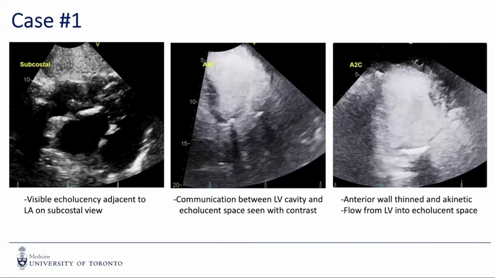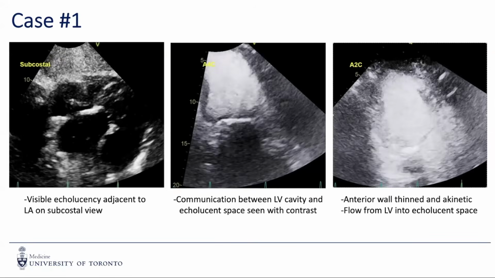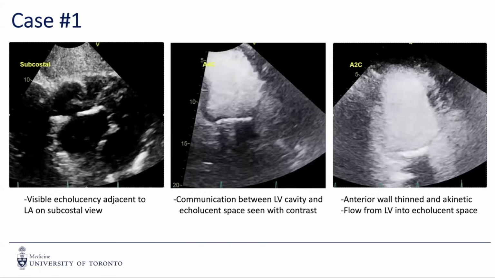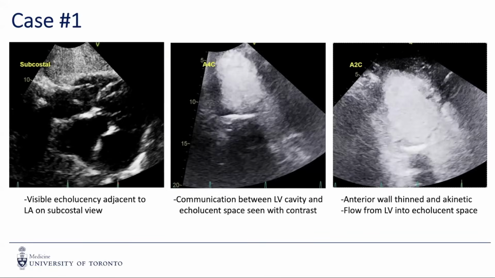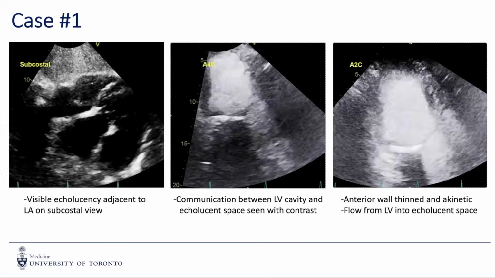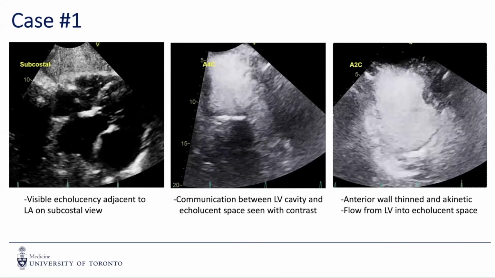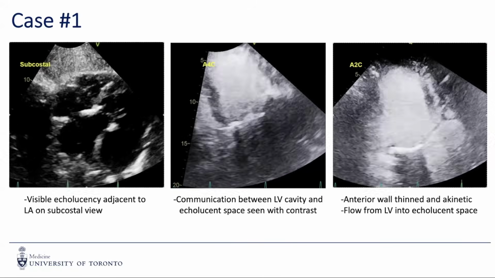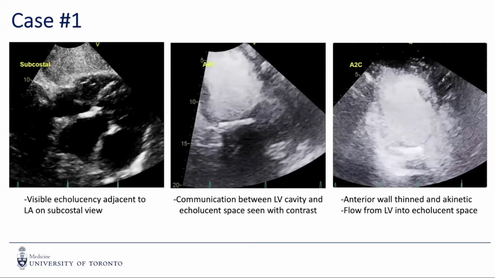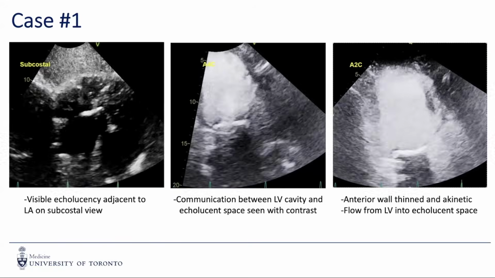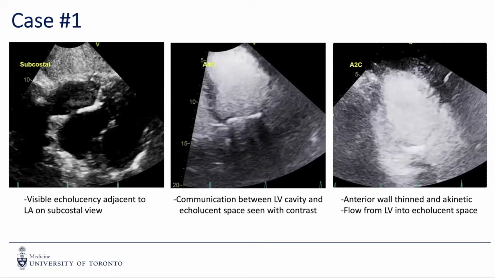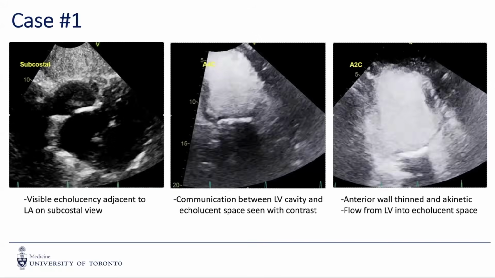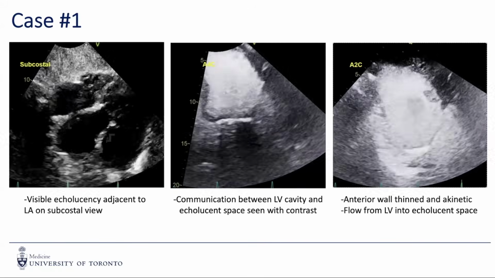On the subcostal views, once again, you're able to see the echolucency quite clearly. It's quite big. It's almost as big as the left atrium there. And with contrast, you're able to really appreciate the flow kind of shooting into the echolucency space, as you can see here on the diagram. And that kind of sealed in the diagnosis that there's a connection there from the inferior basolateral wall going into this suspected pseudoaneurysm.